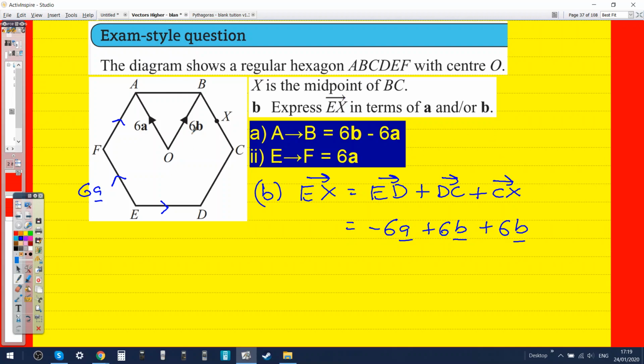How about C to X? C to X is half of C to B. I think C to B is the same as E to F. Yep. So C to X is 3A. Well done. And simplest form: minus 3A plus 12B. Well done. Right, minus 3A plus 12B. So you're always just looking for what is it the same as? Same size, same direction, and then just use that one.